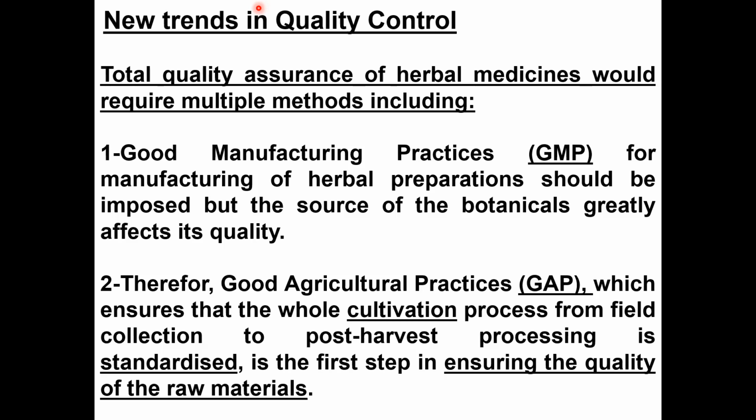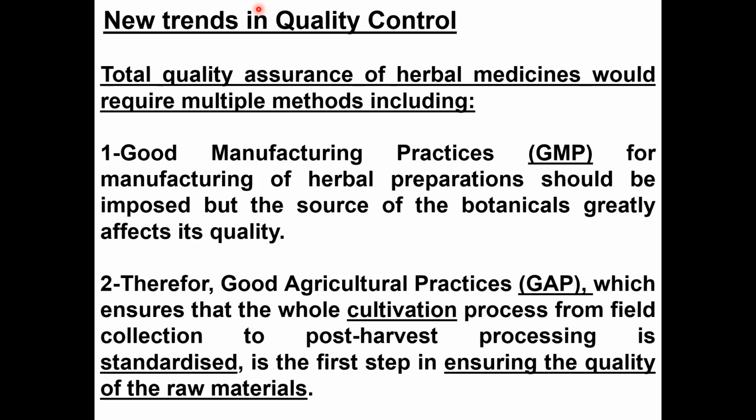Total quality assurance of herbal medicine requires multiple methods, for example, good manufacturing practices. In case of synthetic compounds, GMP is enough for synthetic compounds. Good manufacturing practices.